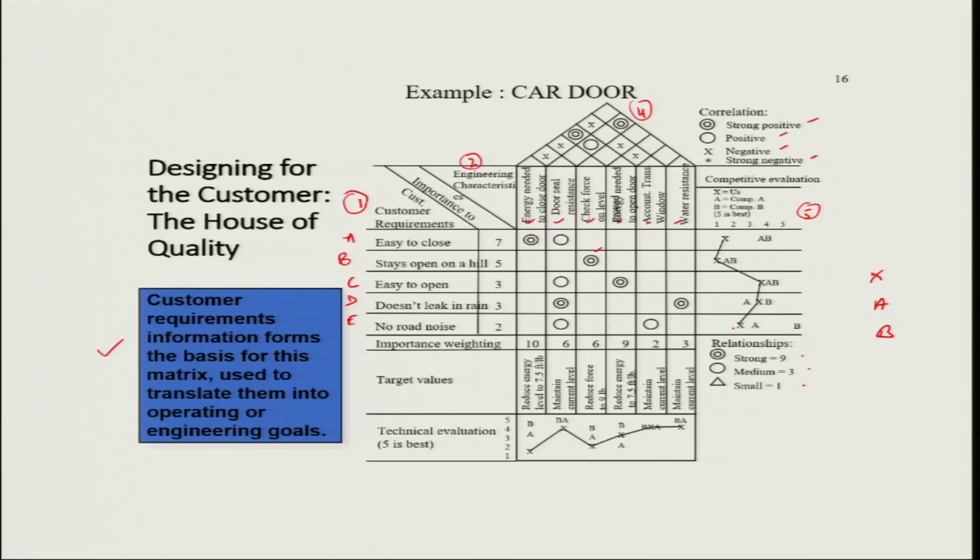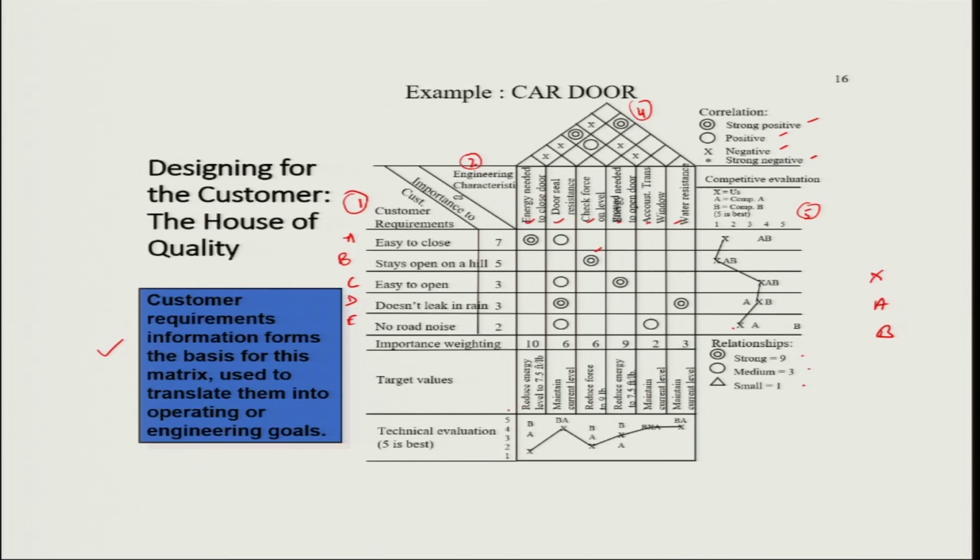And we find that on easy to close, our product is not very good as compared to competitors. Okay? And similarly, does not leak in rain, our product is in between A and B. So, like this, from there you will get a clue where your product is with respect to the customer's requirement, with respect to customer's expectations.